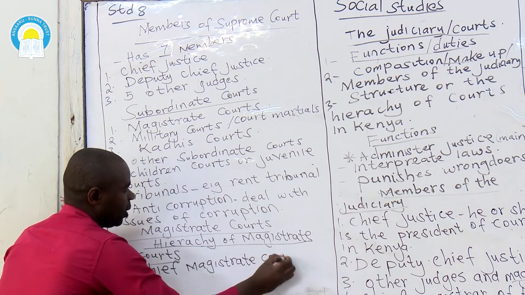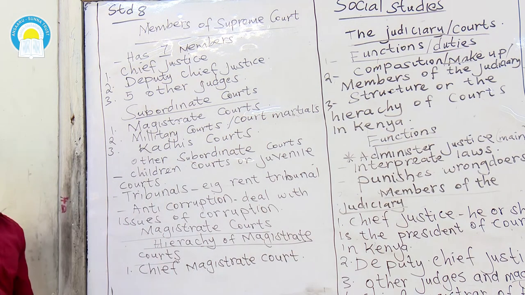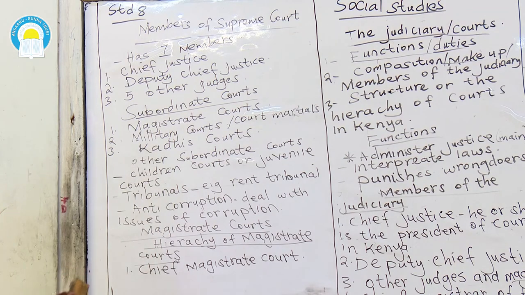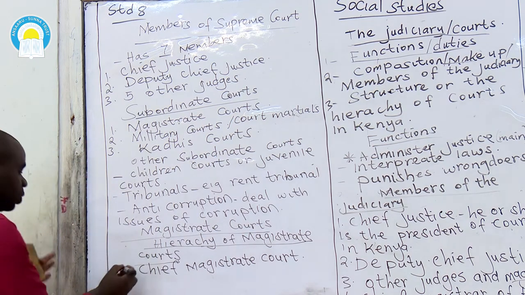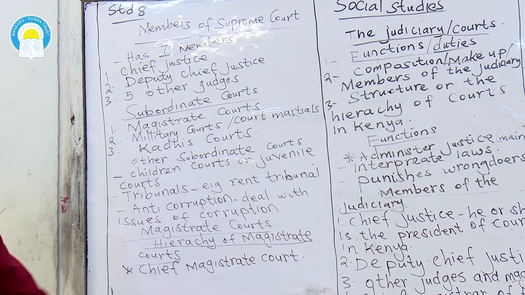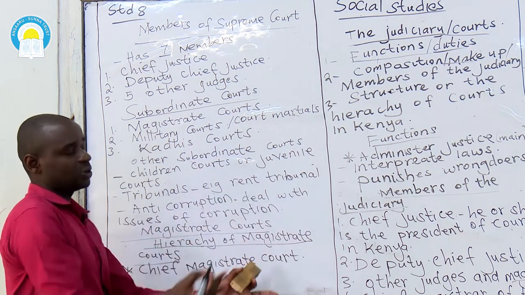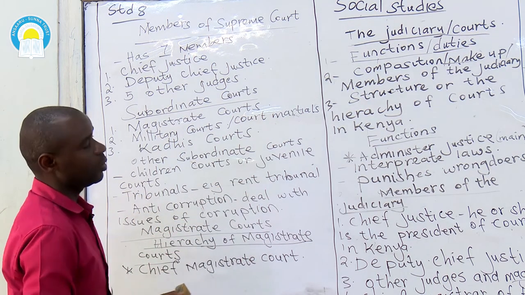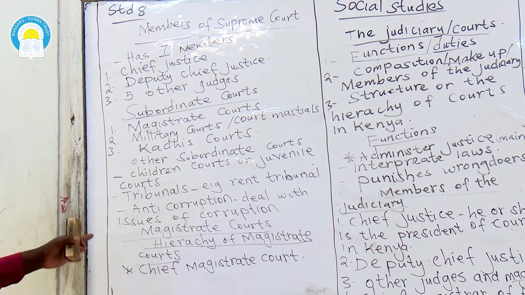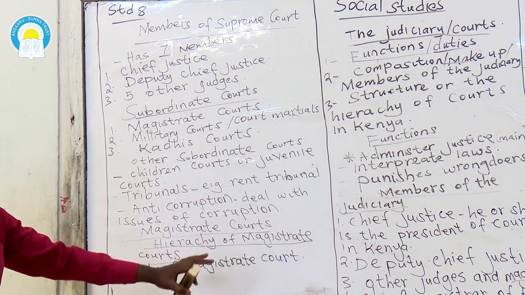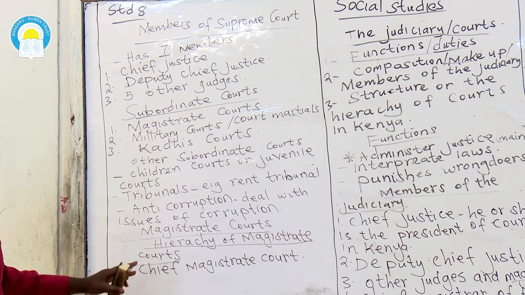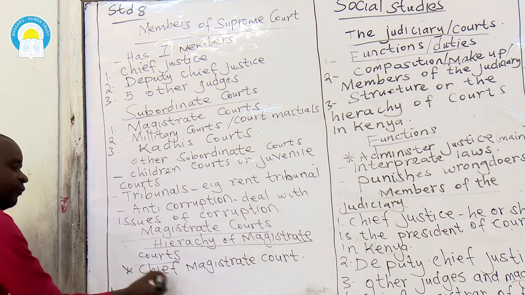The chief magistrate court. And I want you to be very careful, because I know this question is mainly tested in class 8, class 7, and even class 6, that which one of the following is the highest subordinate court in Kenya? The highest subordinate court in Kenya is the chief magistrate court. But if they just leave it at which one is the highest court in Kenya, then that is when we talk of the Supreme Court. But if they add the word subordinate, which one is the highest subordinate court in Kenya? Of course, that one is the chief magistrate court.